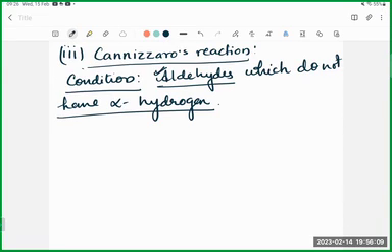So what is the condition over here? Let me highlight. Only an aldehyde is participating. It's not like the cross aldol reaction where aldehydes and ketones both are applicable or eligible. Here only aldehydes are eligible, because alpha hydrogen must be absent. So let's see one example.